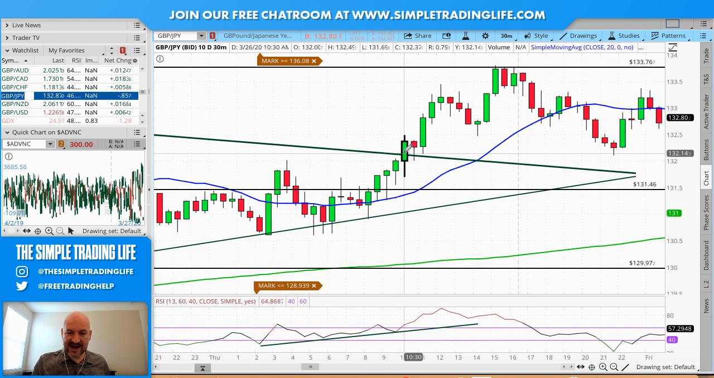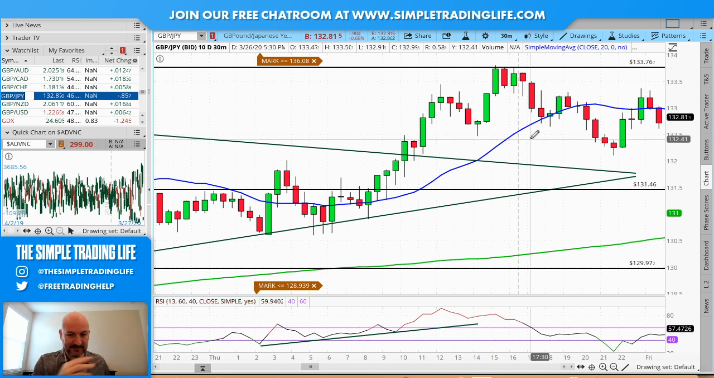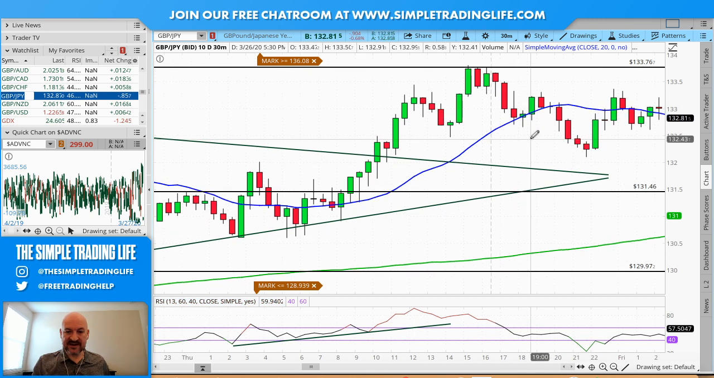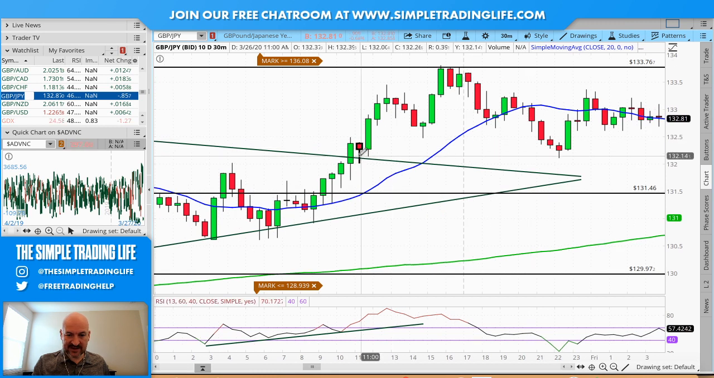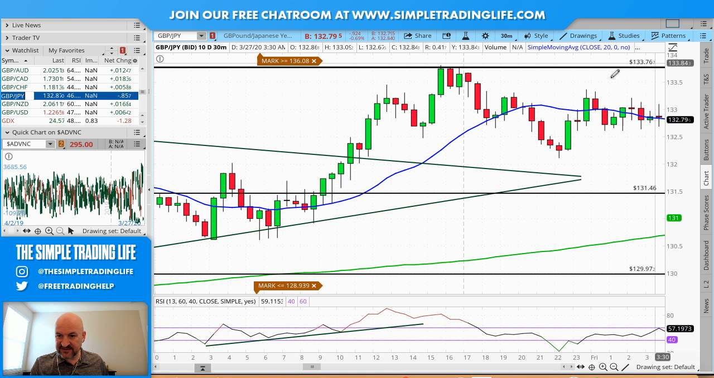So it broke out, and when it broke out, it came back and retested. You see that? Broke, retested, and then went higher. Just what we talked about a little bit ago. Happens all the time. Okay, so from where we broke out and retested, that was 132.12, and it went up to 133.76. Okay, so we got well over 100 pip move.